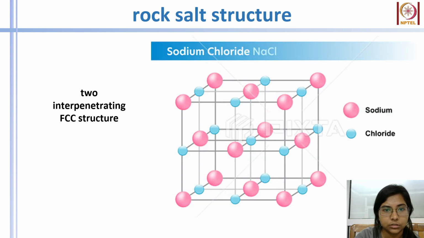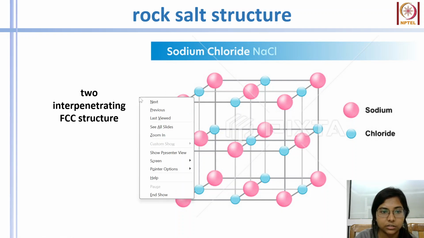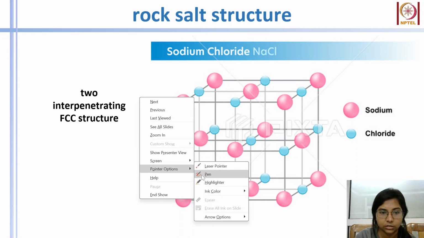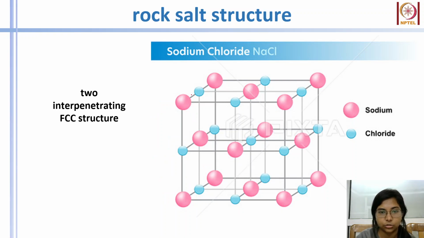So this is the sodium chloride structure. This is a picture I just took off the internet. How do we understand this structure? Let us try to understand it. If we assume that the pink ones are the sodium atoms, we will see where they are sitting.